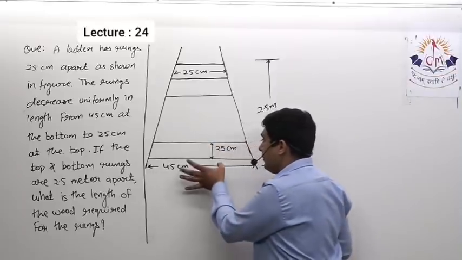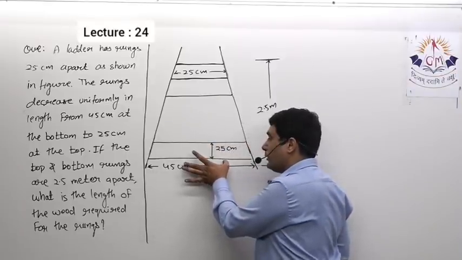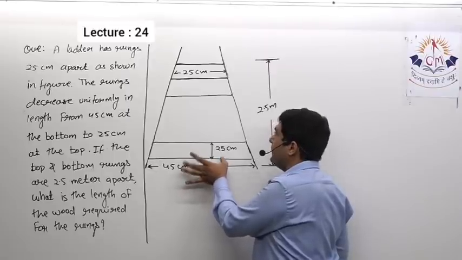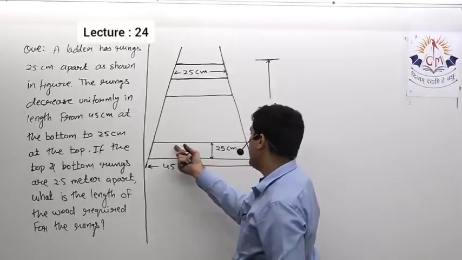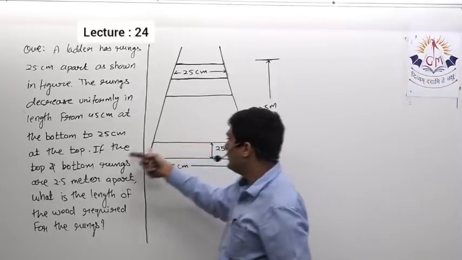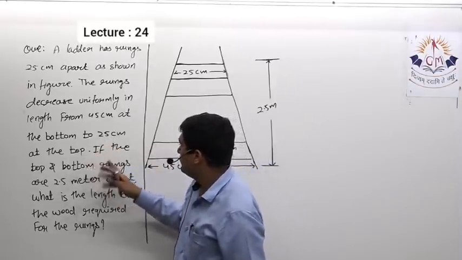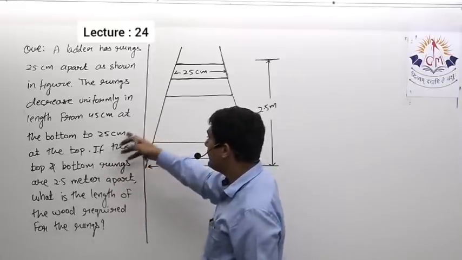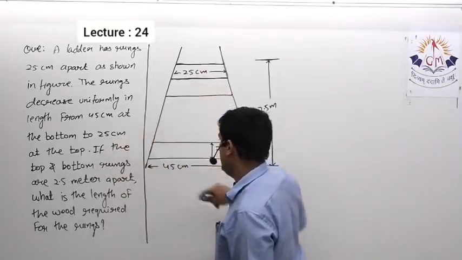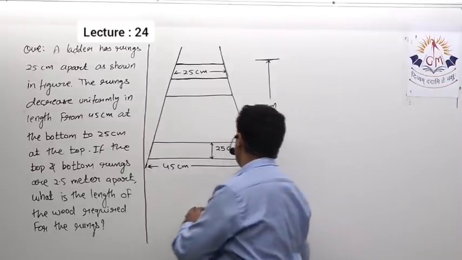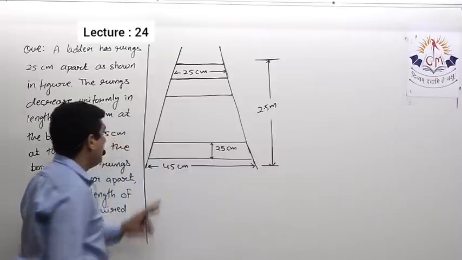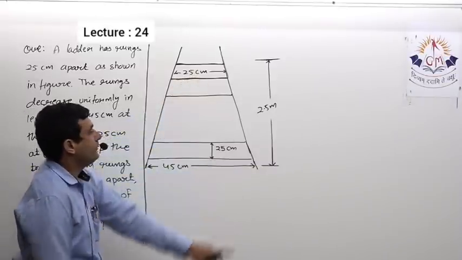So the length of the first or bottommost rung is 45 centimeter, but obviously the second last rung has length how much? It is decreasing. Okay, it is not given in what form the length is decreasing. The only thing given is the distance between the first and the last rung.